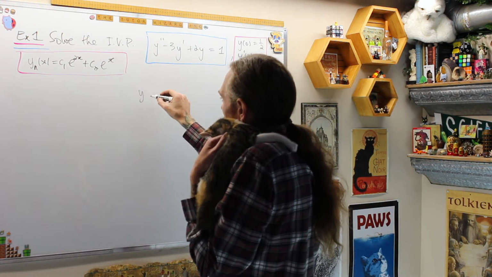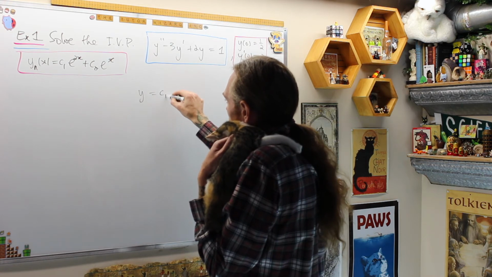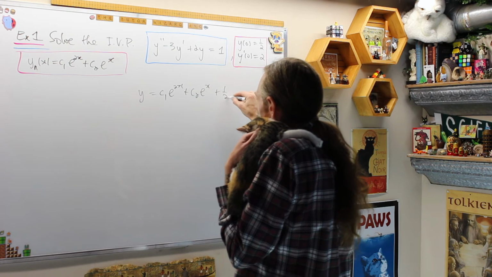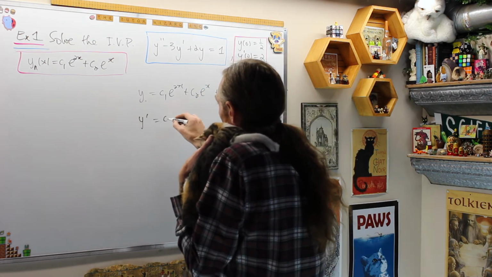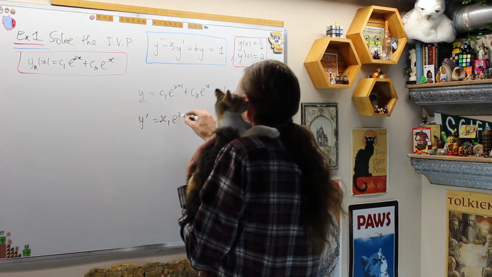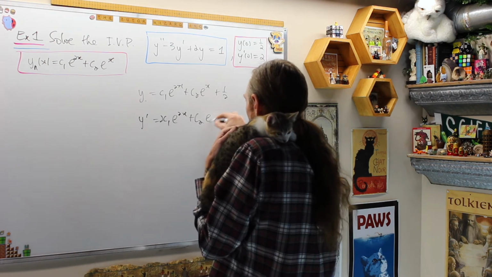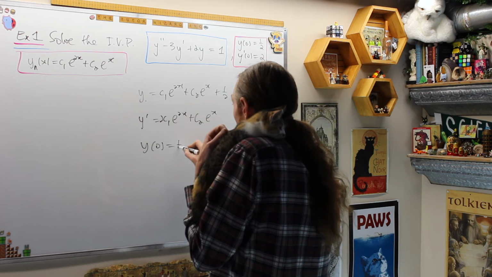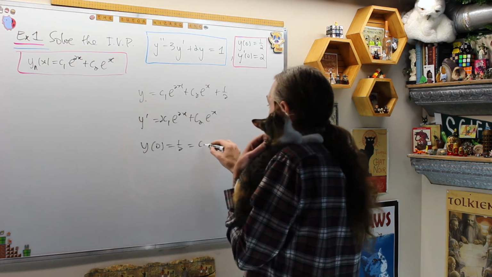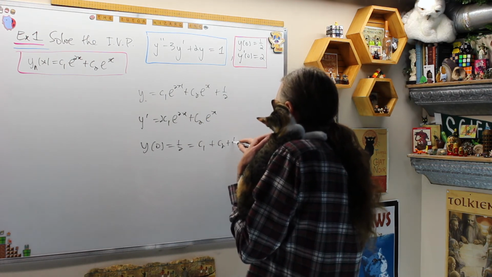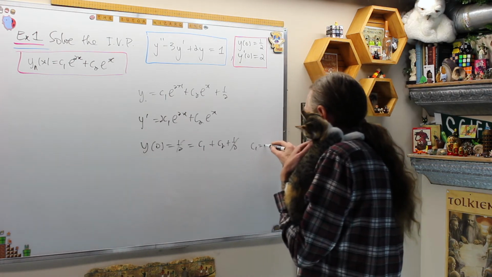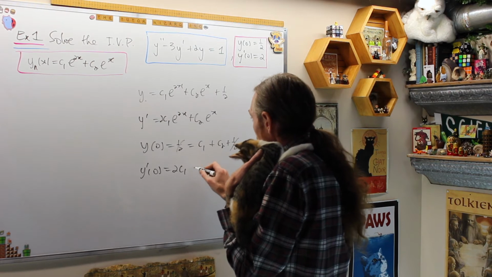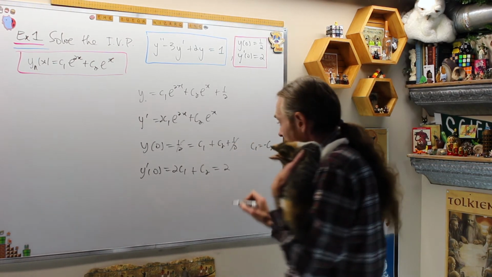Our function y of x then is going to be c1 e to the 2x plus c2 e to the x plus 1/2. The derivative of that is going to be 2c1 e to the 2x plus c2 e to the x. That says that y of 0 is 1/2, which is going to be equal to c1 plus c2 plus 1/2. So cancel, cancel, c1 equals negative c2. Y prime of 0 is going to give me 2c1 plus c2 equals 2.